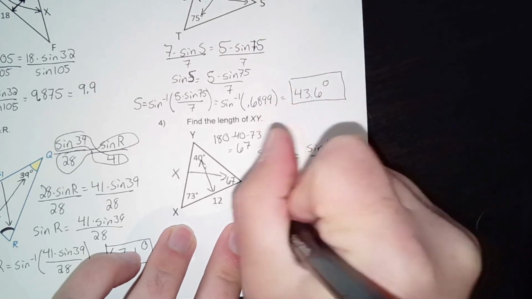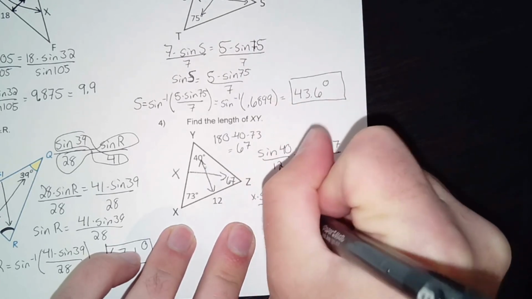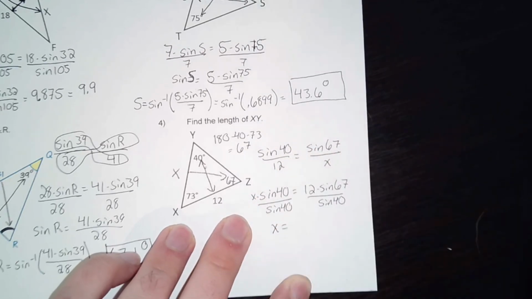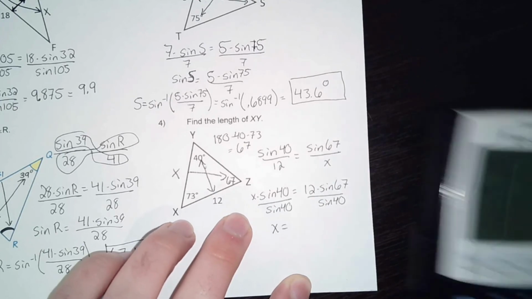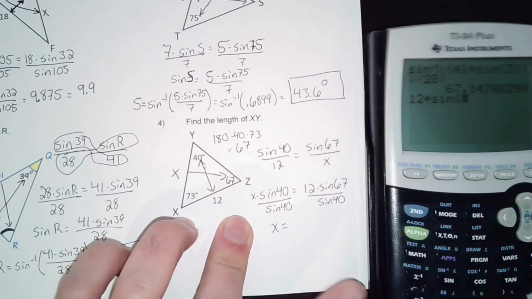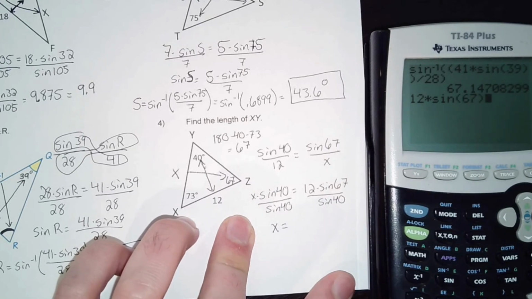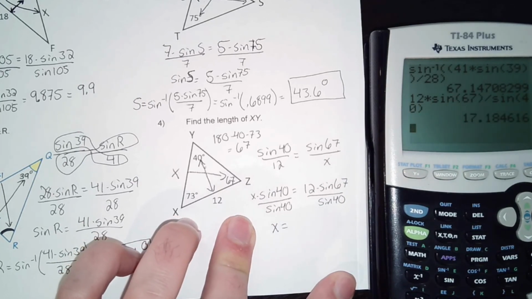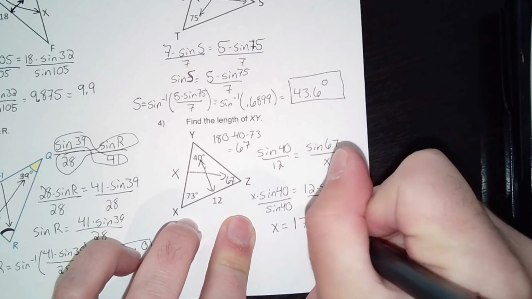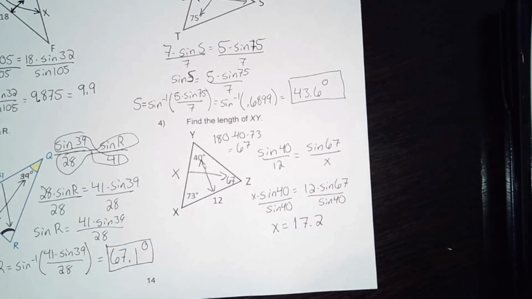I can then divide by the sine of 40 on both sides, which is going to give me my answer when I type that into my calculator. So we'll go ahead and type it in here. 12 times the sine of 67. Okay, close your parenthesis there, and divide by the sine of 40. If I do that, I get 17.184616. But again, I'm going to round to the nearest tenth, so I'm going to call this 17.2. And I don't have any units here, so we don't have to put them.